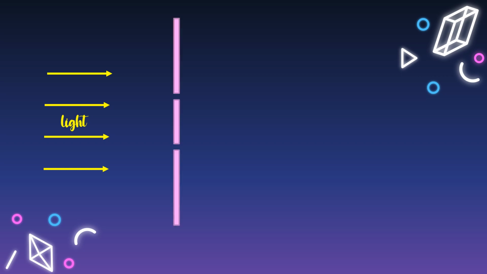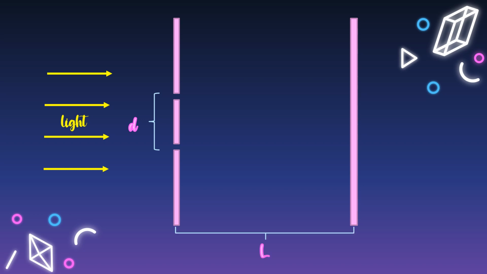In the double-slit experiment, we need a source of monochromatic light such as a laser. Two barriers between the light source and the screen are added. The first barrier has one central slit and the second one has two narrow slits, separated by a small distance called d. The screen is a distance L away from the two slits. So the distance between the two slits and the screen is called L.